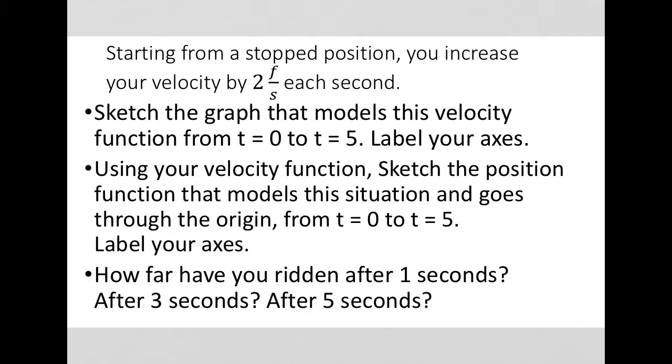All right, well, let's look at this situation here now. Same idea, except now we're starting from a stopped position, and we're told that we're increasing our velocity by 2 feet per second each second, which means we're actually given this acceleration function a of t equals 2. That's what increasing by 2 feet per second each second is really telling us there. And furthermore, we know that v naught is 0 because we're starting from a stopped position.